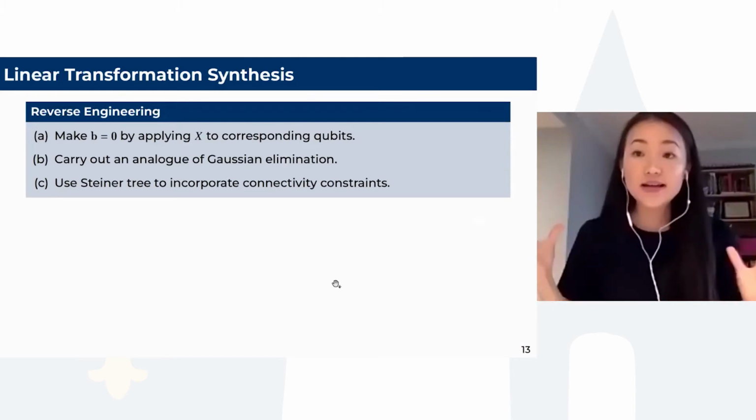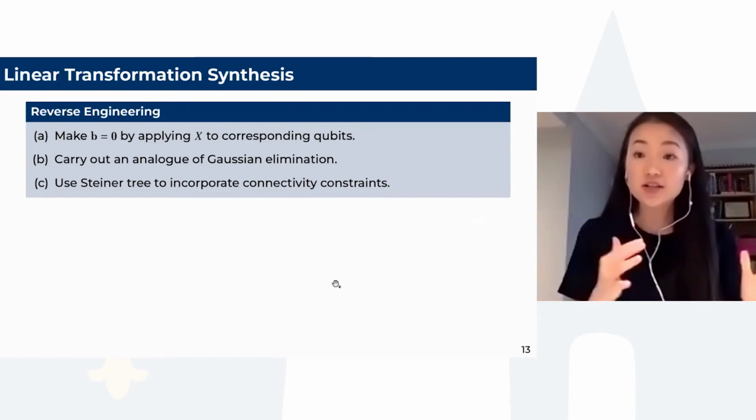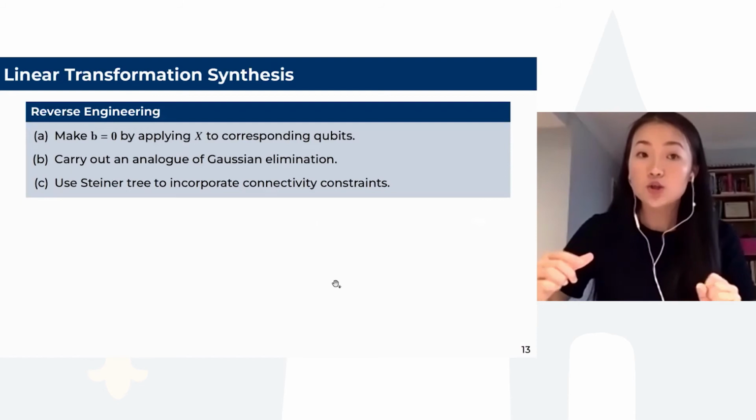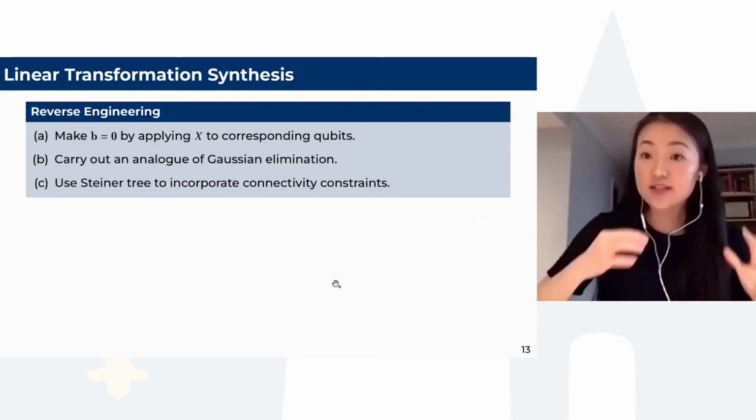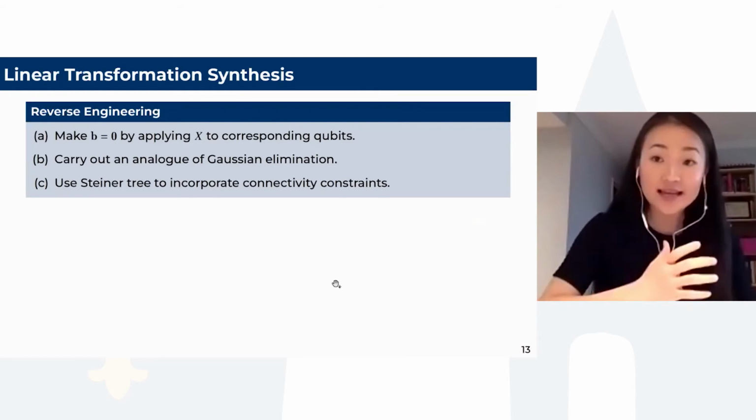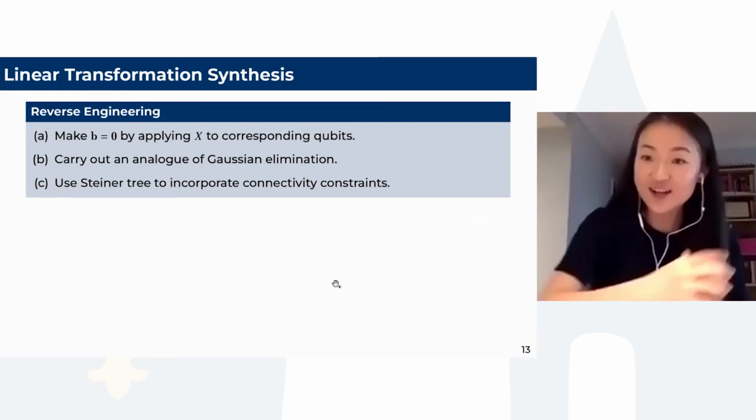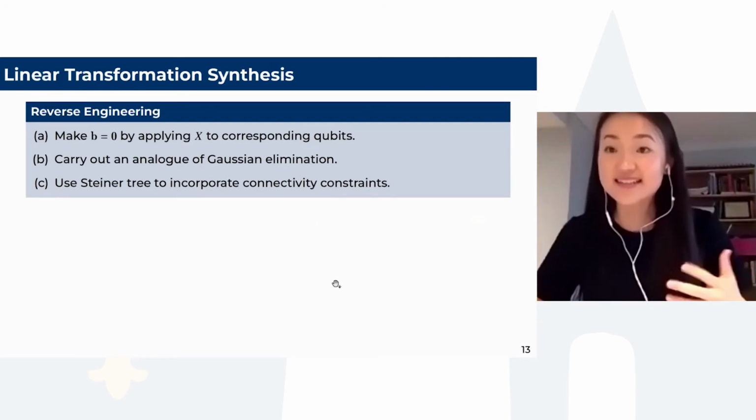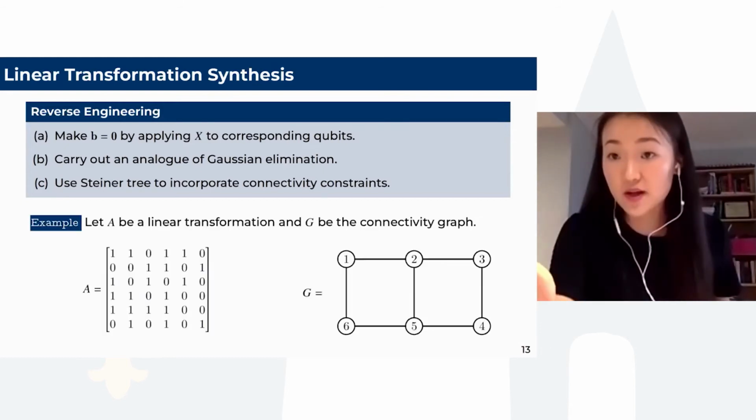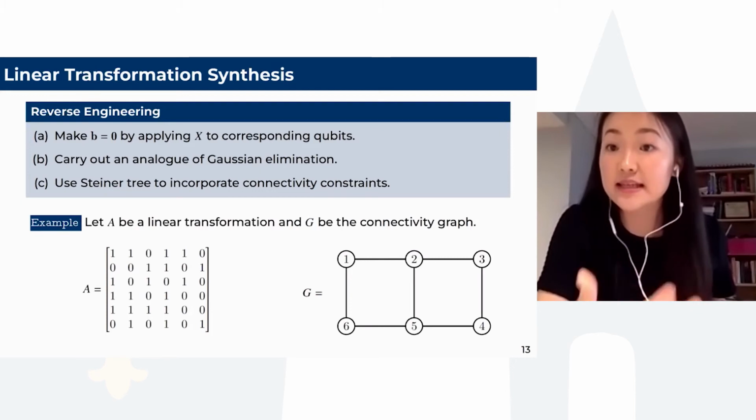Now recall that if we're given a circuit that has no gate at all, we actually have an identity matrix with an all-zero column. So the idea is we're using reverse engineering to apply a sequence of NOT gates and CNOT gates that will transform this identity matrix to the targeted circuit. Firstly, we apply the NOT gate to the corresponding position, and then we carry out an analog of Gaussian elimination.